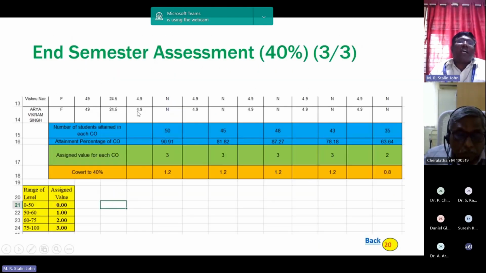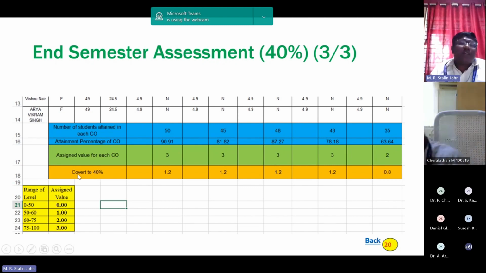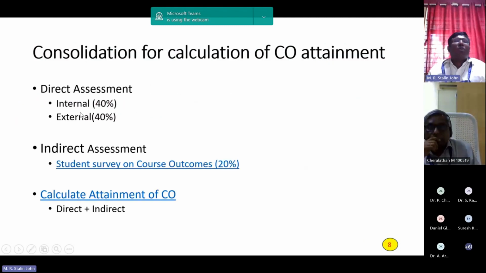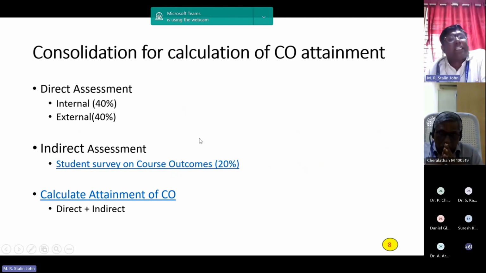semester examination. Convert the CO into 40%. So whatever assigned value we got for the CO, we convert it into 40% of it, and we got this value. Now the direct assessment, as I told in the previous slide, the internal assessment is 40% and the external is 40%. So now we have to calculate the indirect assessment.